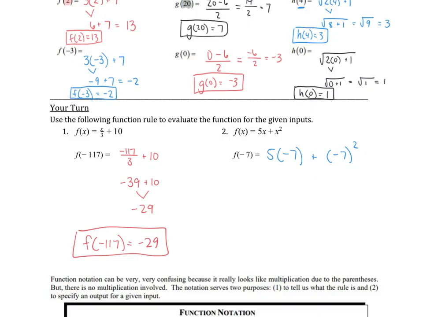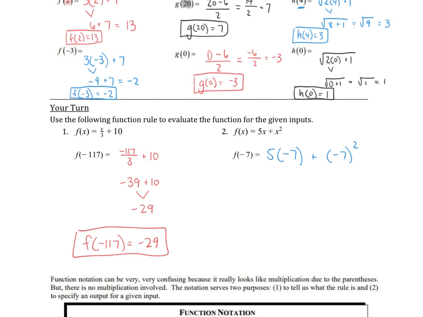All right, so hopefully you paused the video and tried these out. So you should see my work for number 1. I'm just plugging in negative 117 for the x and then solving it out. Negative 117 divided by 3, I get negative 39 plus 10. My final answer is negative 29.